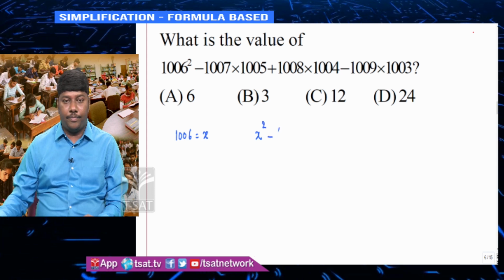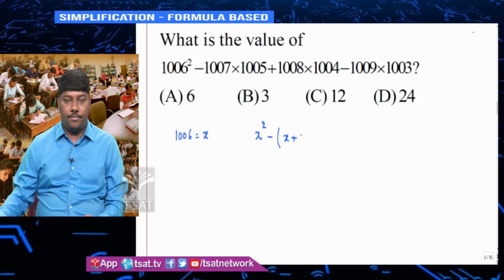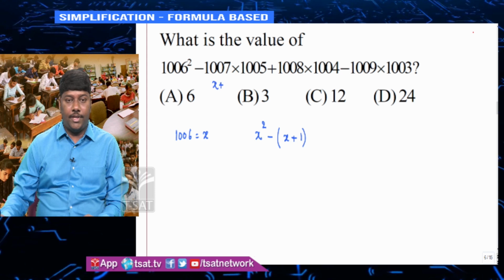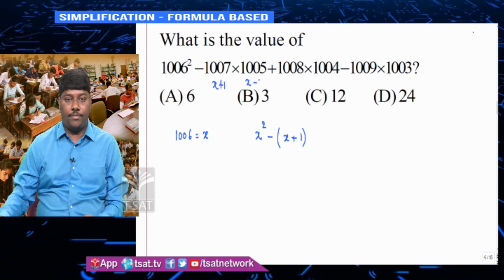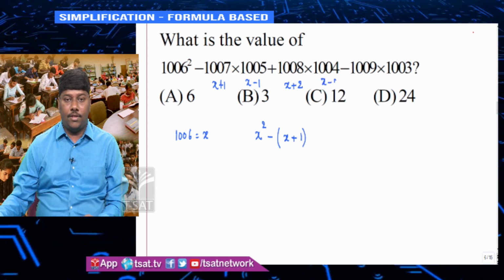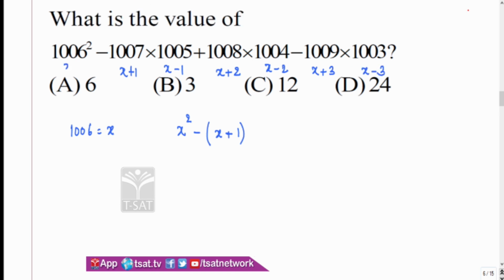1007 is 1 more than x, and this becomes x plus 1, this becomes x minus 1. Here it is 2 more than x, this is 2 less than x. This is 3 more than x, this is 3 less than x. Now this is x.